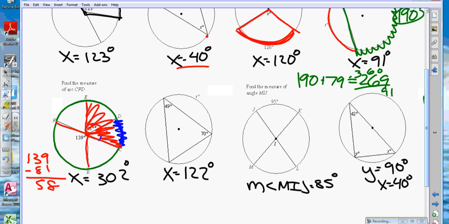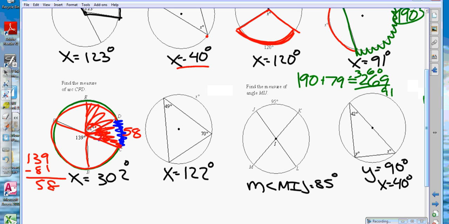And I get 58. So this arc right here is 58 because this angle is 58. So to get this guy, I did 360 minus 58. Ow, I just ran into something. Okay, so you've got to start looking at what you're given and decide how is that going to help me.